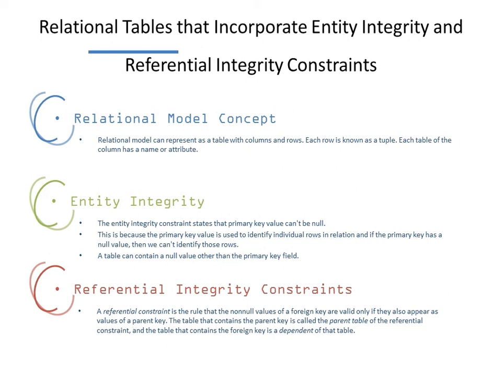Referential integrity constraint. A referential constraint is the rule that the non-null values of a foreign key are valid only if they also appear as a value of a parent key. The table that contains the parent key is called the parent table of the referential constraint, and the table that contains the foreign key is a dependent table.